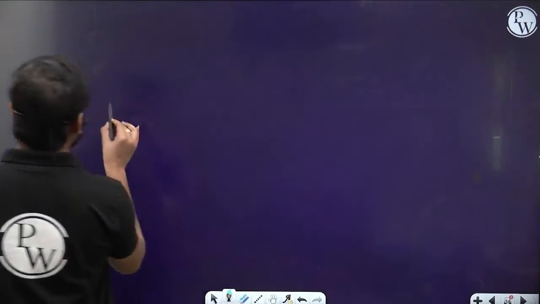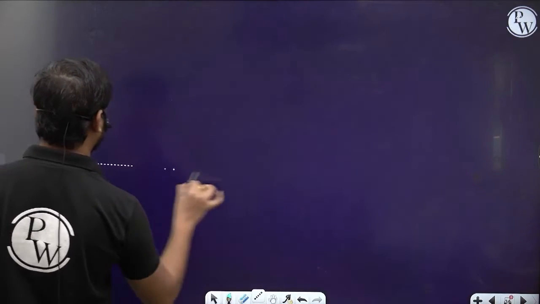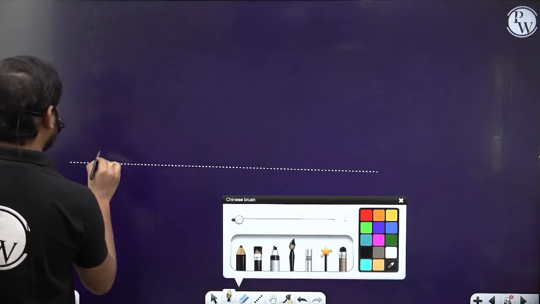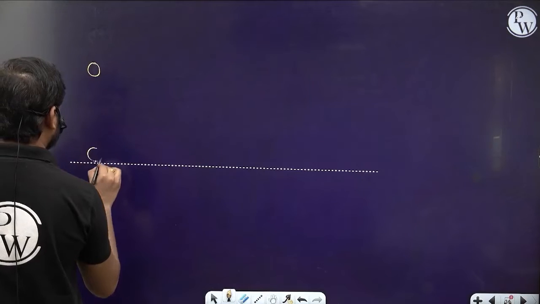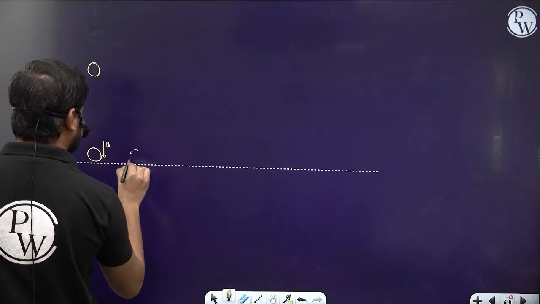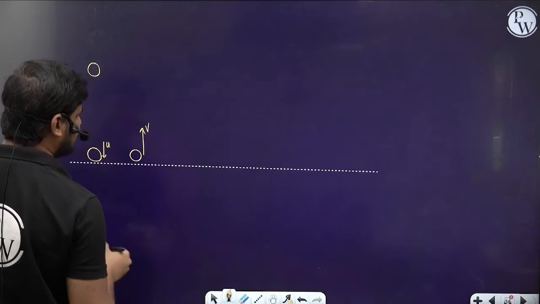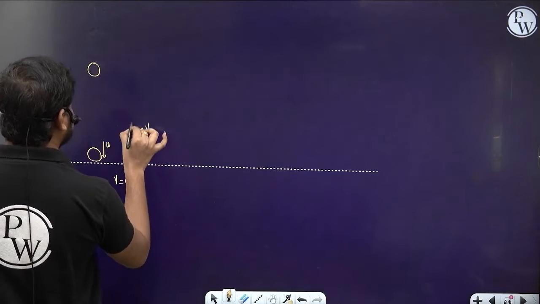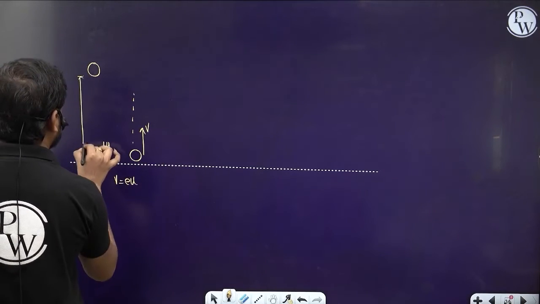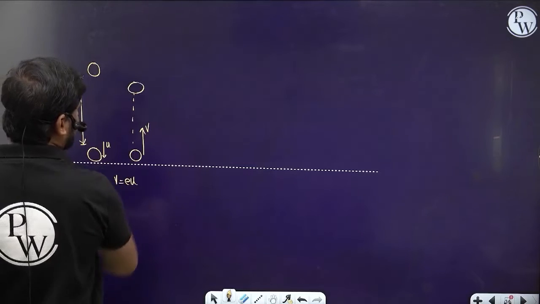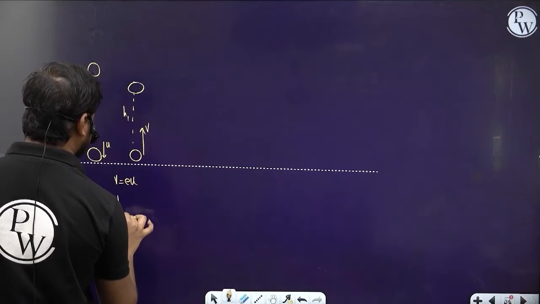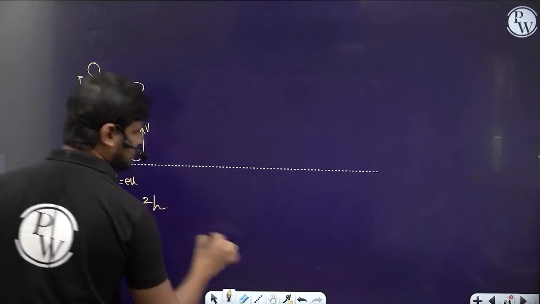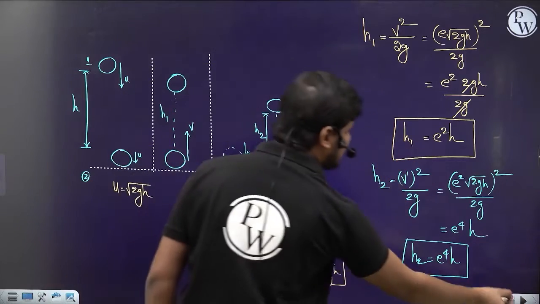Let me draw the diagram again to make the concept clear. First you are dropping from here. It hits the ground with u velocity, then it rebounds with velocity v. What is the relation between these two? v is equal to e into u. Let's suppose initially it is at a height h. Then it rose to a height h1. What is the h1 height we got? h1 is equal to e to the power 2 into h. Yes or no? So the first one is e square into h, right?